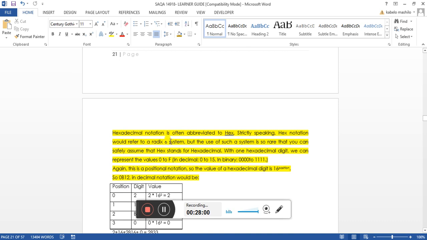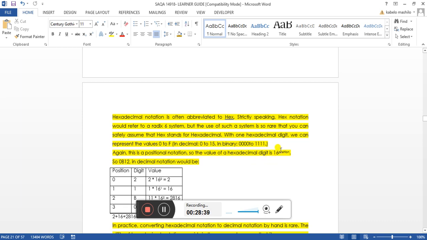Hexadecimal notation is often abbreviated to hex. Strictly speaking, hex notation would refer to a radix 6 system, but the use of such a system is so rare that you can safely assume that hex stands for hexadecimal. With one hexadecimal digit, we can represent the values 0 to F, in decimal 0 to 15, in binary 0000 to 1111. Again, this is a positional notation, so the value of a hexadecimal digit is 16 to the power of its position.